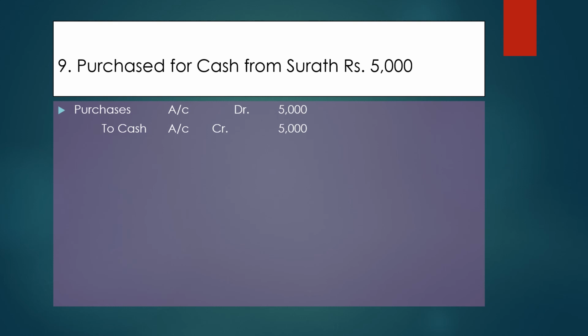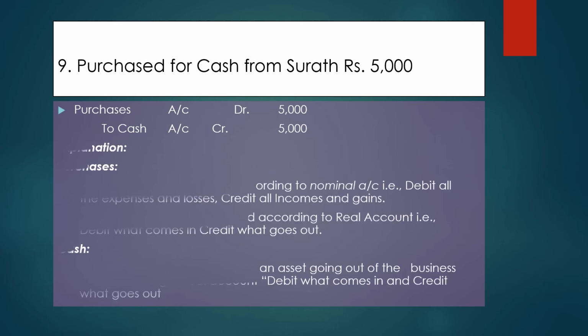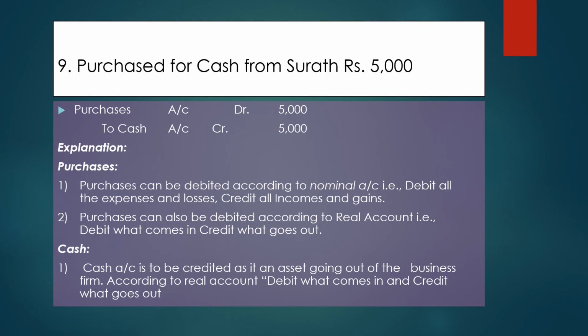Now let's see the explanation for this. Purchases. According to two perceptions I have given again here, as it is a different transaction from the previous one. Cash account. Cash is an asset which is going out of the business according to the rule of real account: debit what comes in and credit what goes out. I have repeated it many times. I think you got this point. And we move on to the next slide.